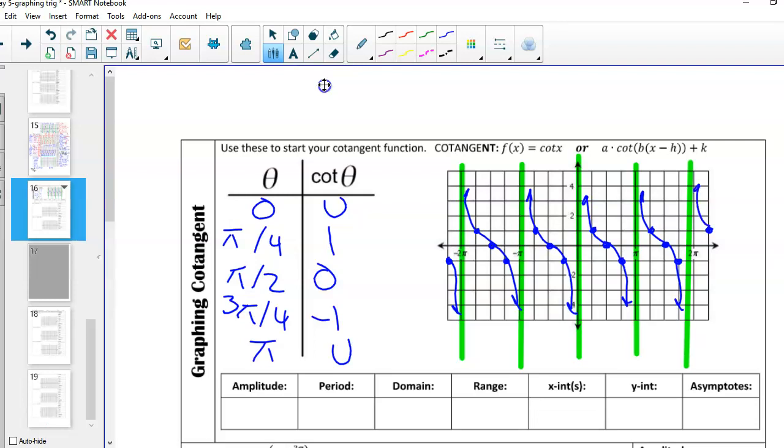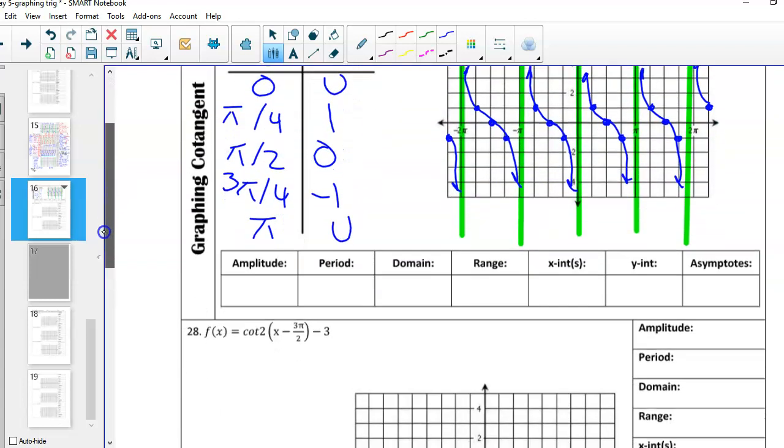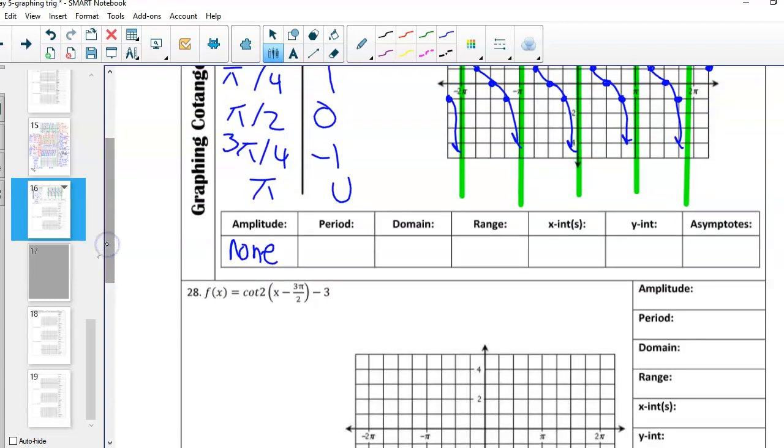So it kind of looks like tangent, but basically it's been shifted and flipped. Just like tangent, amplitude and midline are none. Midline doesn't have the box, but it would be none. Period is still pi, so you're still using pi over b to find it.